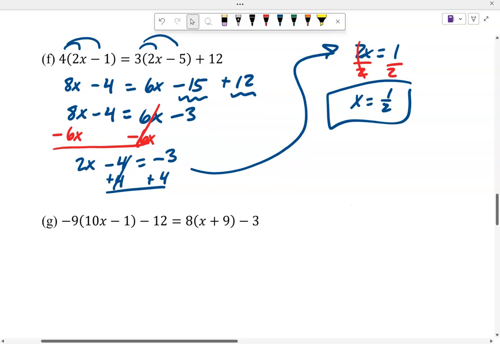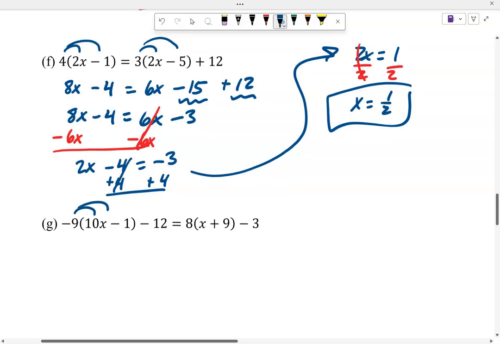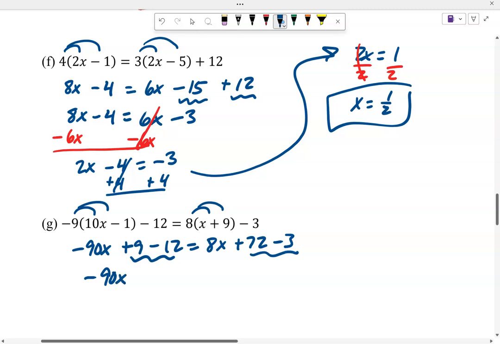Alright, let's do another one kind of like that. Let's go ahead and distribute this here. So I got negative 9x, negative 9 times negative 1 is a plus 9. Distribute that. Now combine like terms. 9 minus 12 is a minus 3.